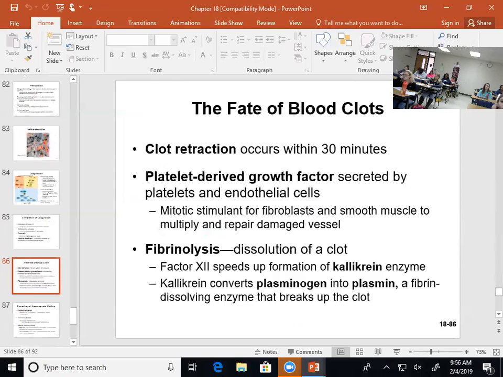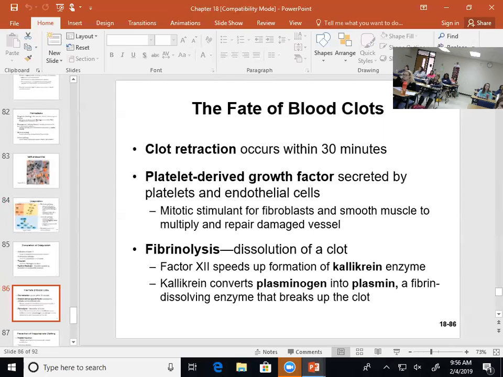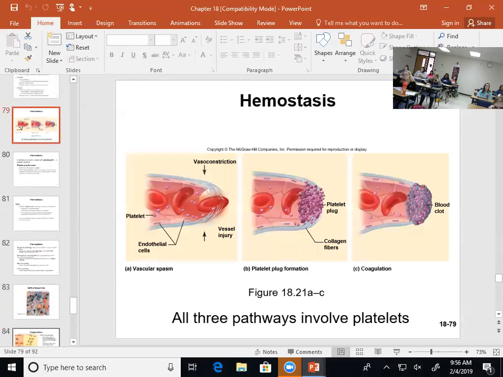All right, so how are you feeling? Now, do we need the blood clot to continue to get bigger?